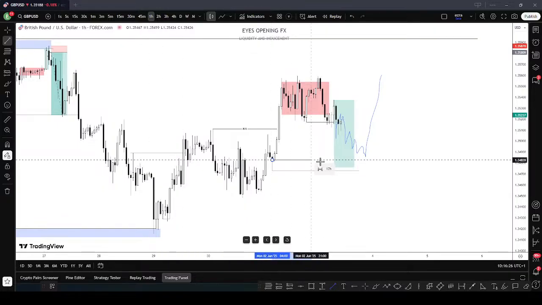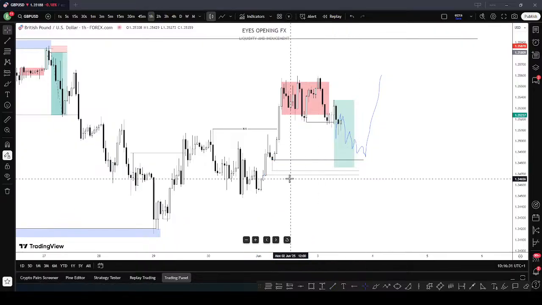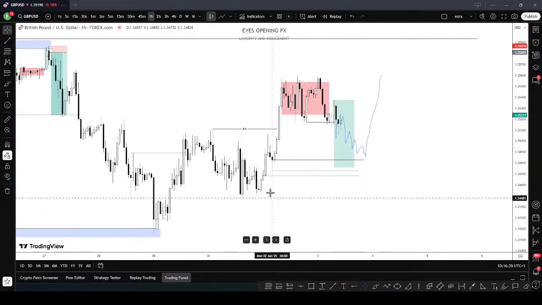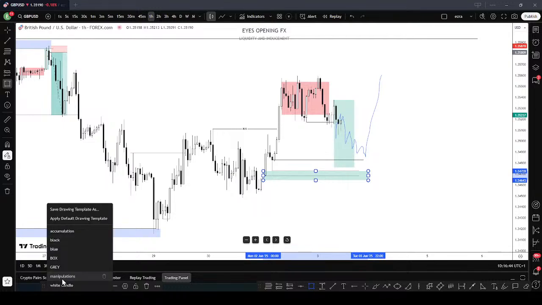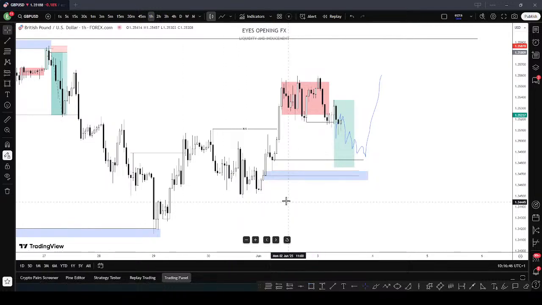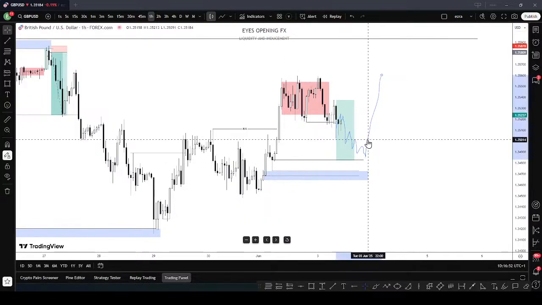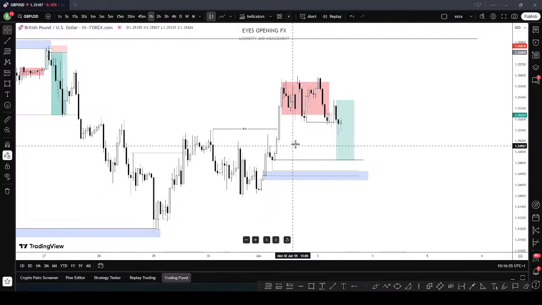So we'll have this support level, but at the same time we have this lower support level right here. This is my major point of interest for a buy program. Let me change the color of this. This will be my major point of interest, but I will also be monitoring this low. If it gives me a confirmation, then I will buy. This is what I'm expecting on this particular pair.